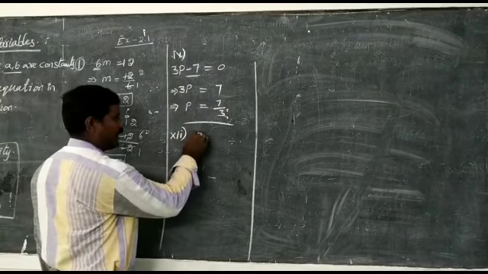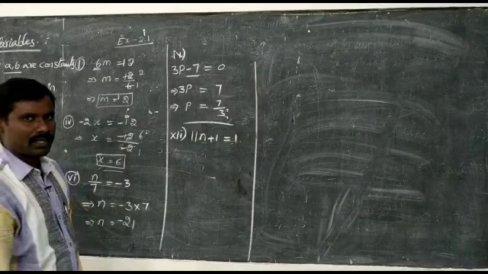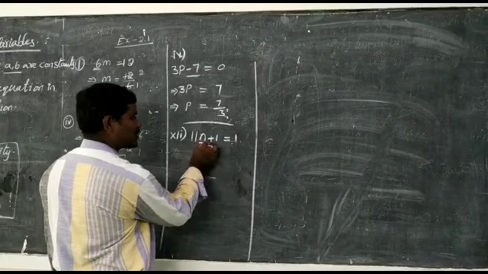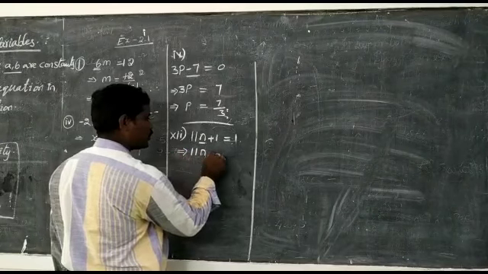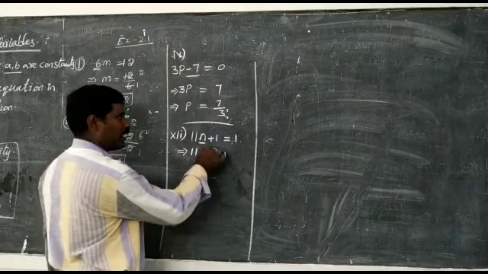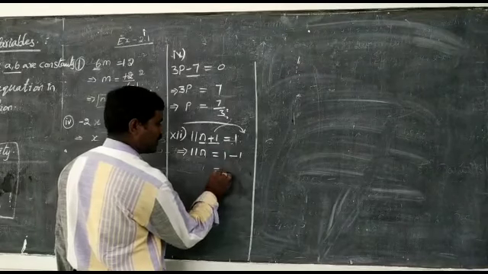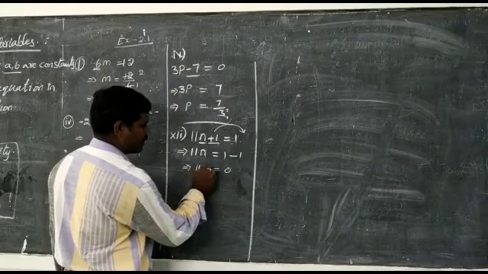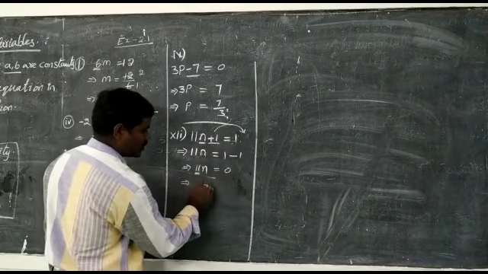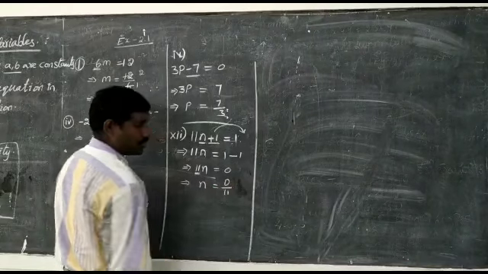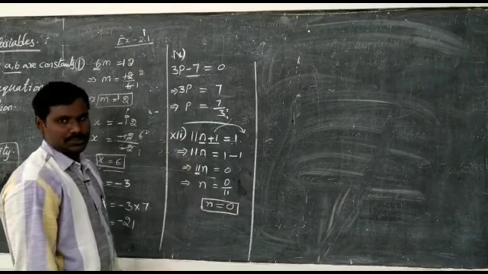Problem number 12. 11n + 1 = 1. Solve this; that means find the value of the variable n. 11n = 1, and the plus 1 is transposed to the RHS side, where it becomes minus 1. 1 minus 1 gives 0. So 11n = 0. Now 11 is multiplied with n, so it is transposed to the RHS side as a divide: 0 by 11, the value is 0. Then the value of n is 0.